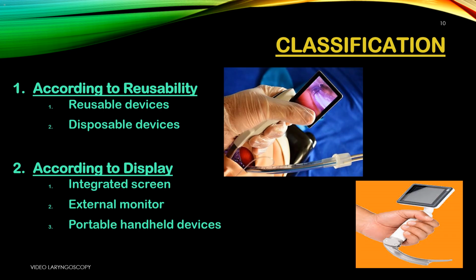According to display. 1. Integrated screen. Screen built into the handle. Compact and portable. Great for quick intubations and transport. 2. External monitor. Connects to a separate screen. Bigger view for teaching, and the whole team can see the airway. 3. Portable handheld devices. Battery-powered and lightweight. Ideal for pre-hospital, and ICU where you need to move fast.